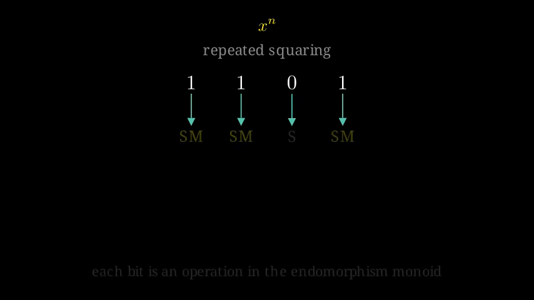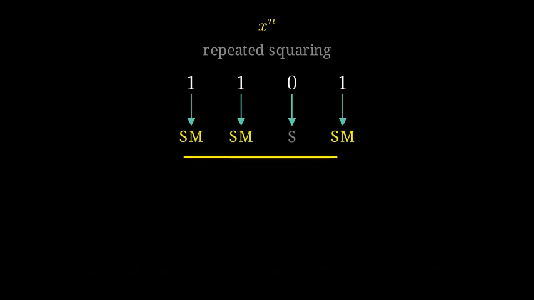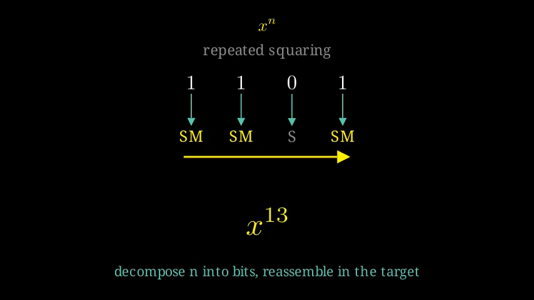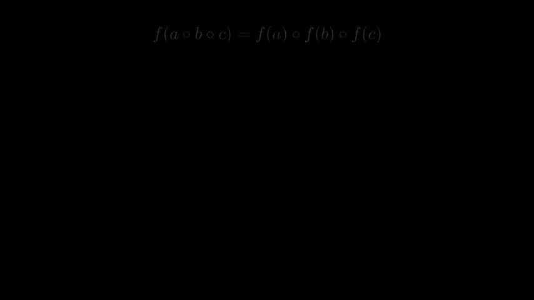Those operations live in the endomorphism monoid: the functions from the monoid to itself, composed one after another. And power folds that sequence of operations into a single result. The binary representation decomposes the exponent into bits. The homomorphism reassembles it in the target monoid, giving x to the 13. The correctness of repeated squaring is not a clever trick. It is a consequence of this algebraic structure, a fold of bit operations from the free monoid on 0 and 1.